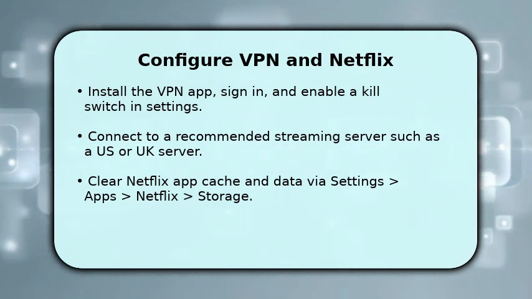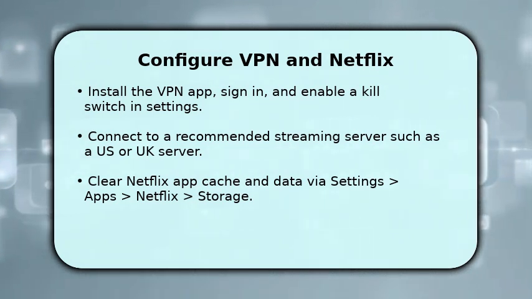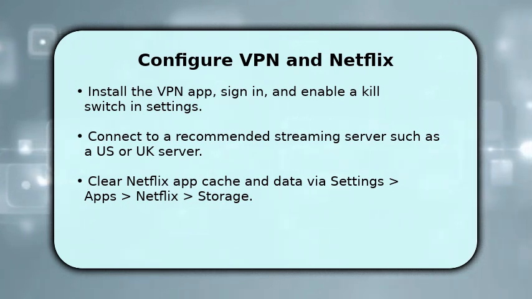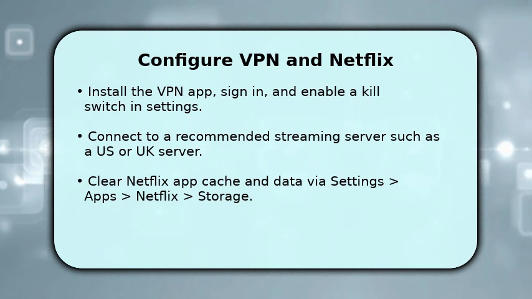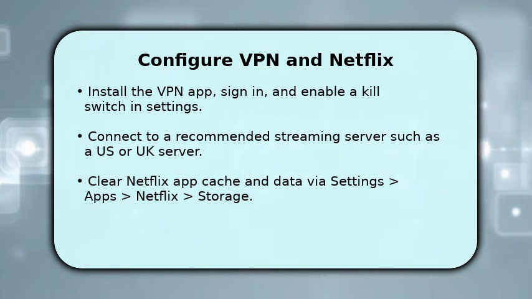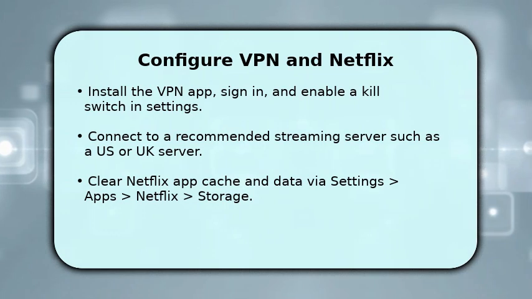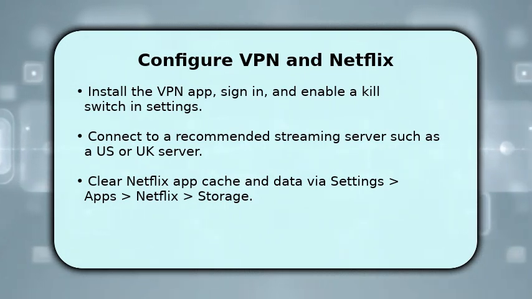After connecting, go to Android settings, then apps, then Netflix, and clear cache and clear data before launching Netflix. Restart the Netflix app and sign back in when prompted. Try playing a show to confirm that the VPN connection works properly.